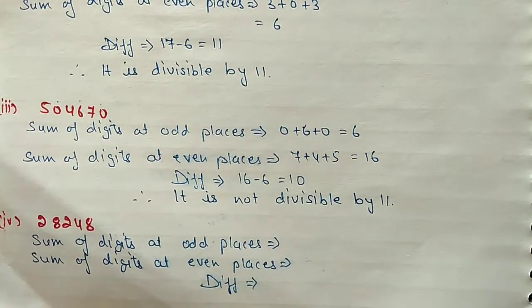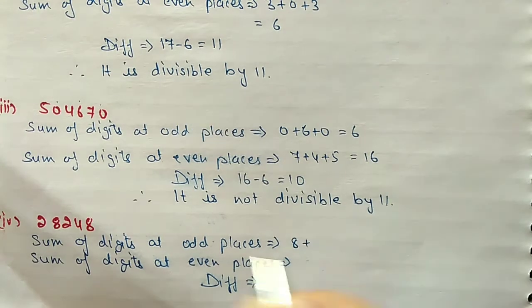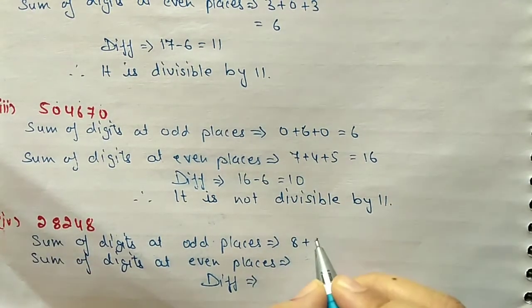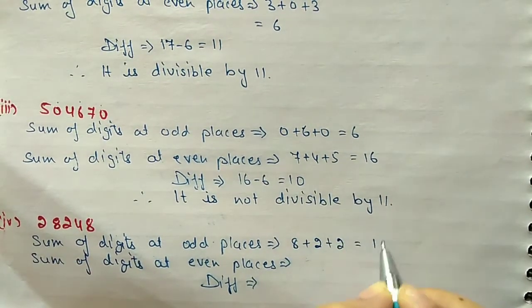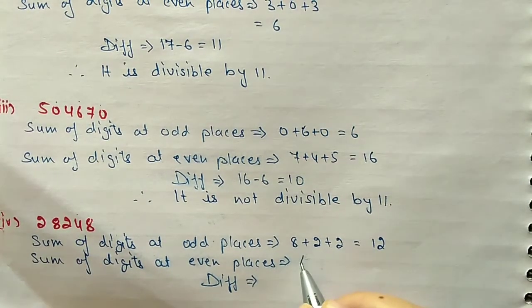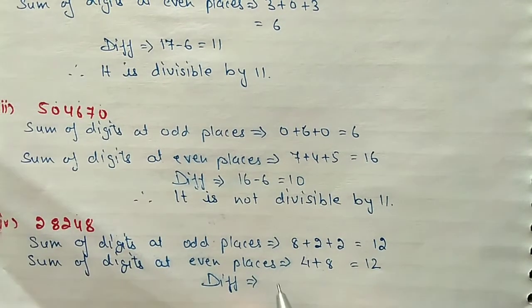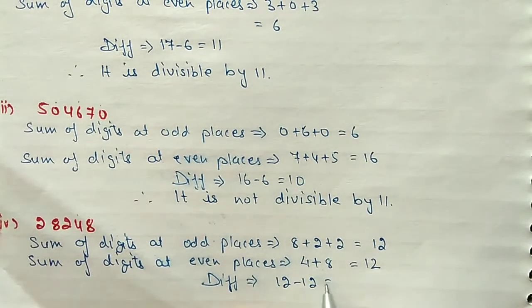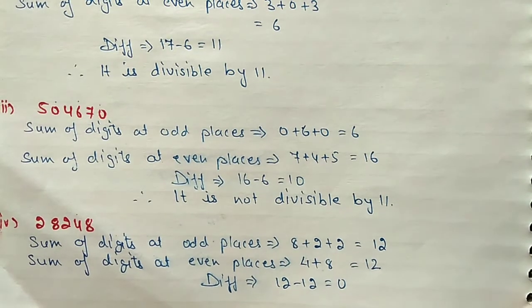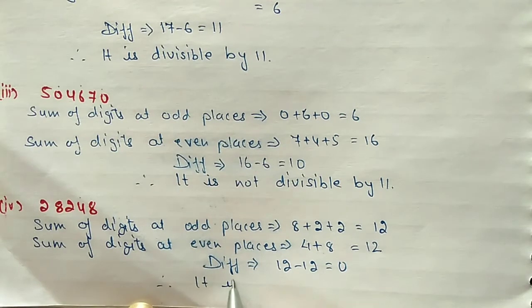Fourth part, we have 28248. So first, odd places 8, 2 and 2, which is equal to 12, and even places 4 and 8, which is also equal to 12. So 12 minus 12 is coming 0, and we know 0 is divisible by all the numbers. So therefore it is divisible by 11.